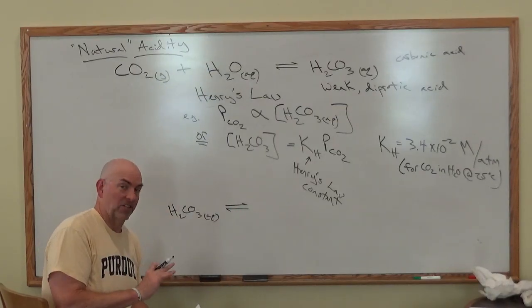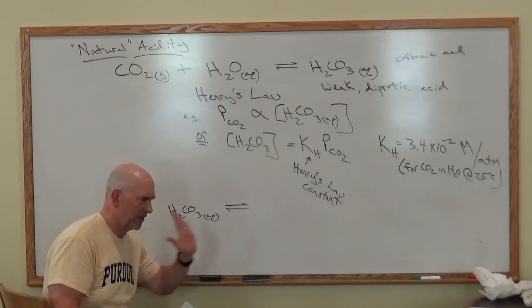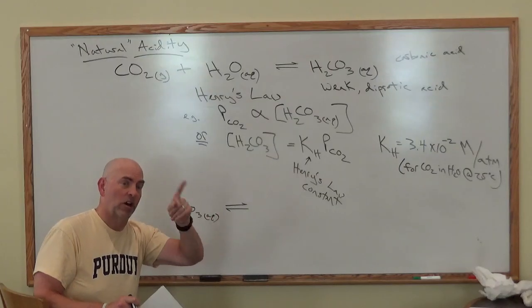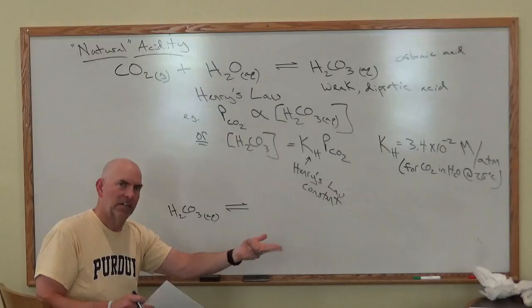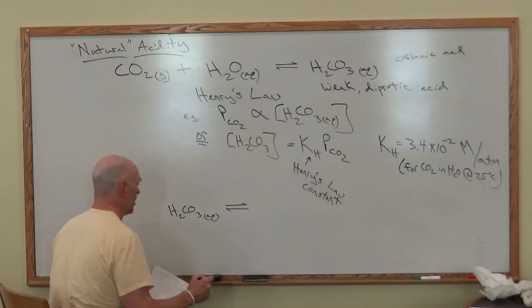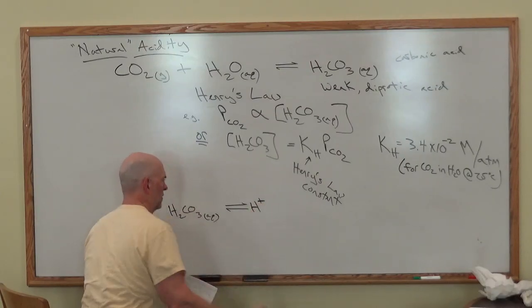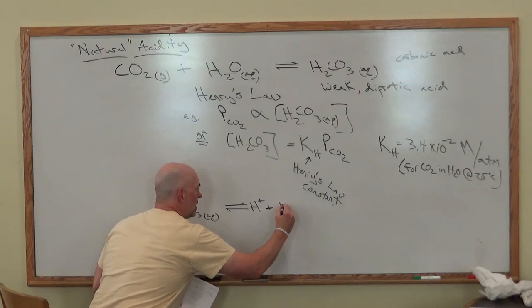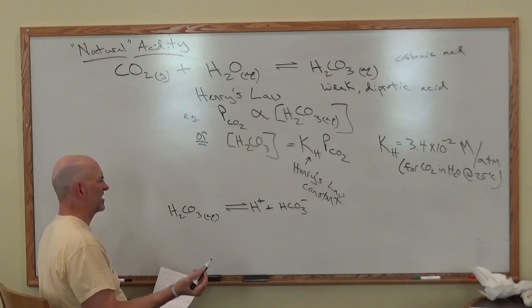That's what weak acids do. Strong acids are not an equilibrium. Strong acids completely dissociate into their component parts. That's the difference between strong and weak. Weak means partially dissociated, strong means completely dissociated. So this is a true equilibrium where only a small amount of H plus will dissociate, leaving behind HCO3 minus.